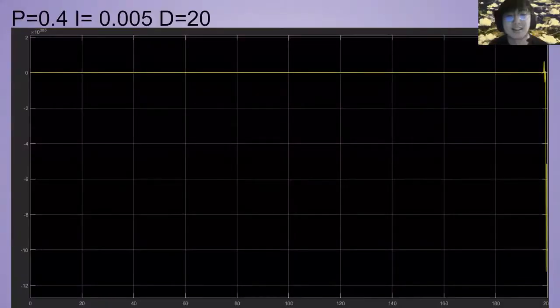From the initial PID values of 0.4, 0.005, and D equals 20, it is shown that this is the graph, and it shows that there's only a reaction towards the end of the graph. Next.